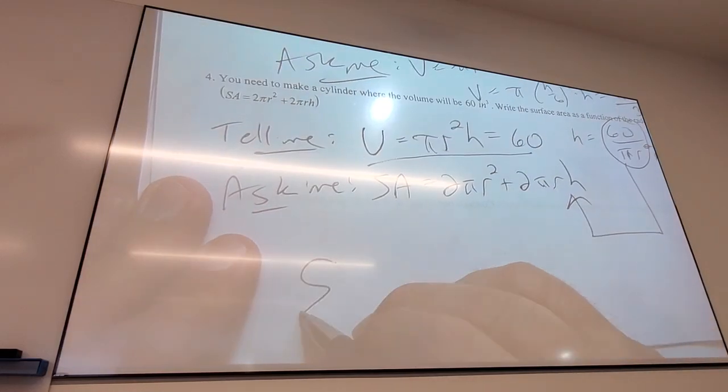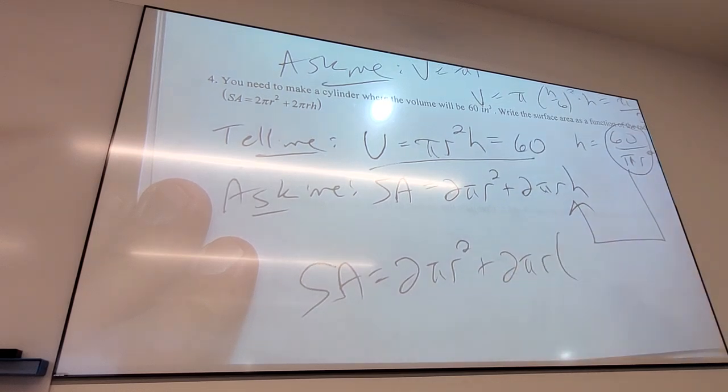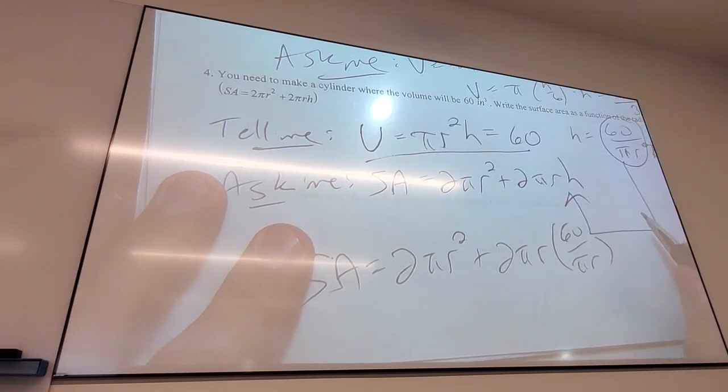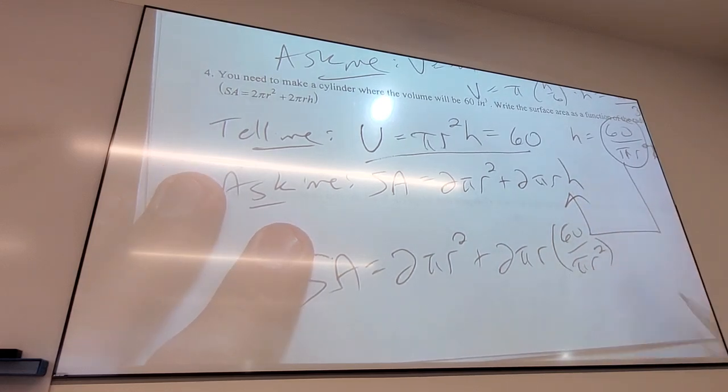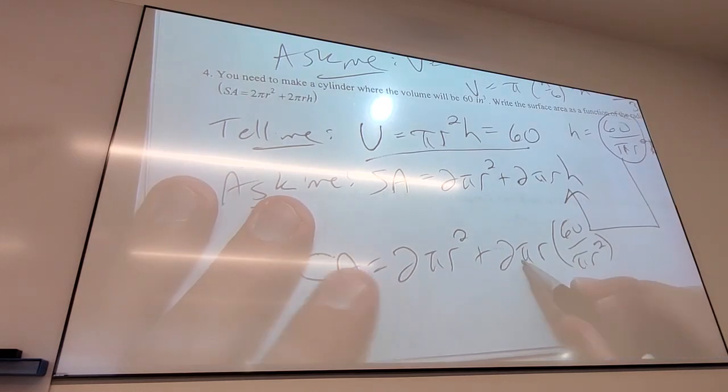So it'd be 2 pi r squared plus 2 pi r times 60 over pi r. And what do the r's do? I'm sorry, is it squared? Yes, it is. One of the r's cancel. And the pi's cancel, okay.